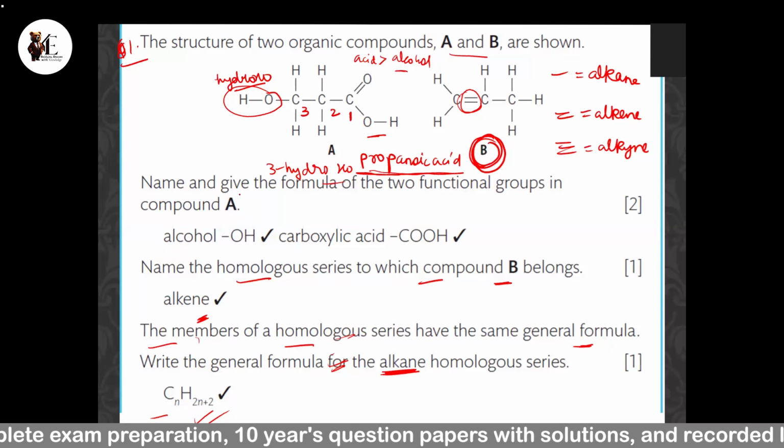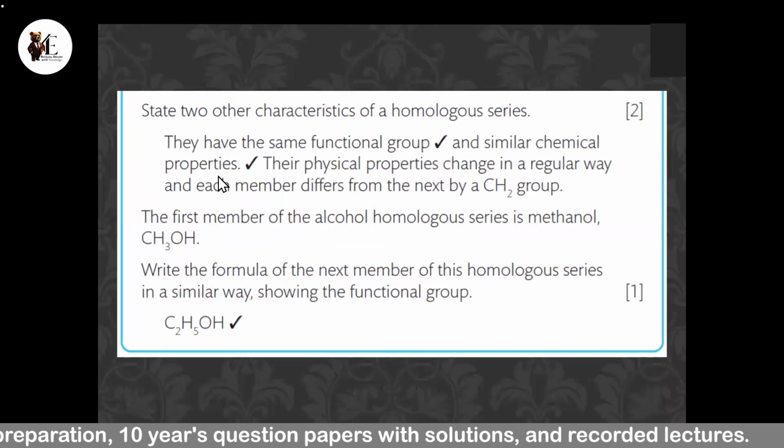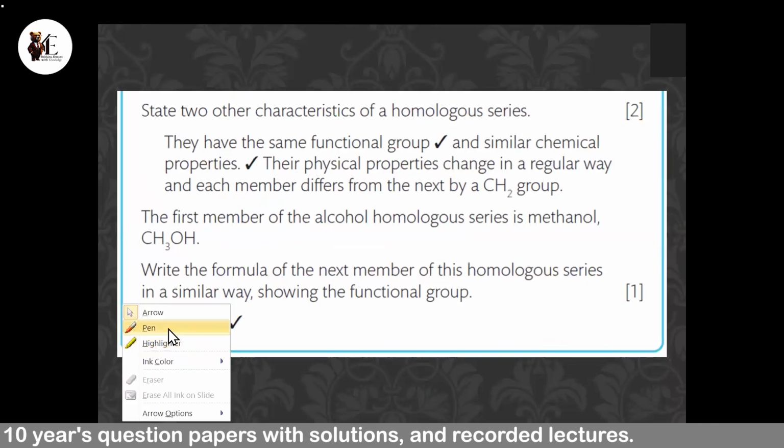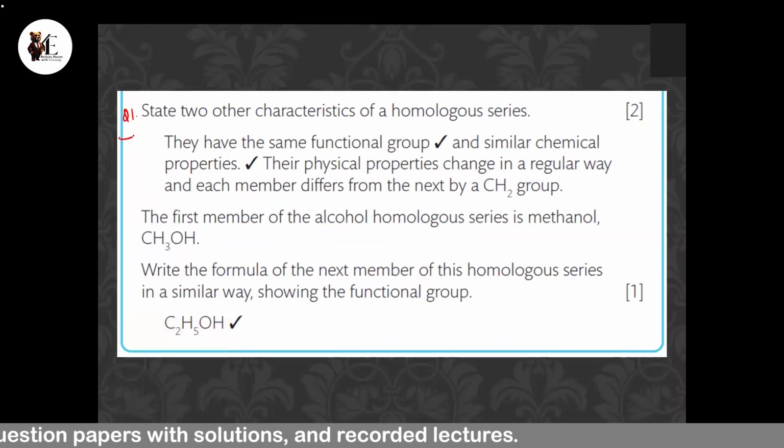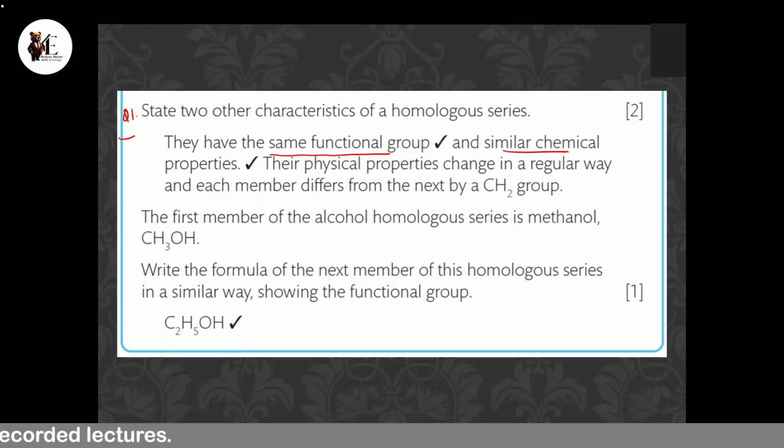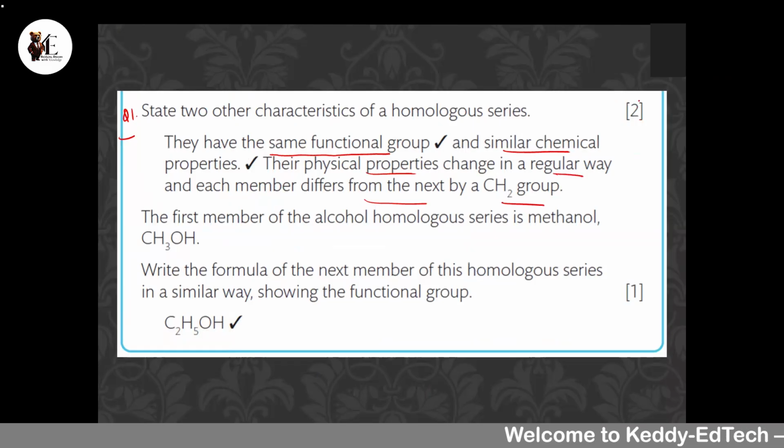Now the next question is, state 2 other characteristics of a homologous series. So what are the characteristics of homologous series? If I ask you, you should tell me they have the same functional group, they have similar chemical properties, their physical properties change in a regular way, and each member differs from the next by a CH2 group. This is the question which comes in 2 marks.